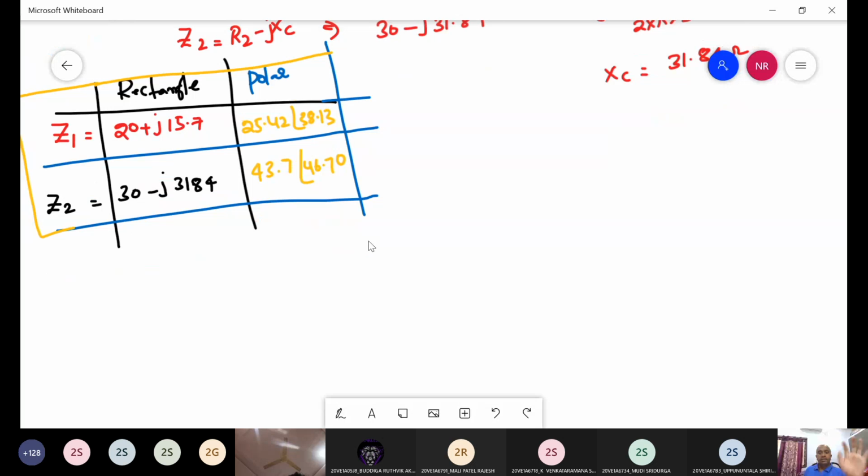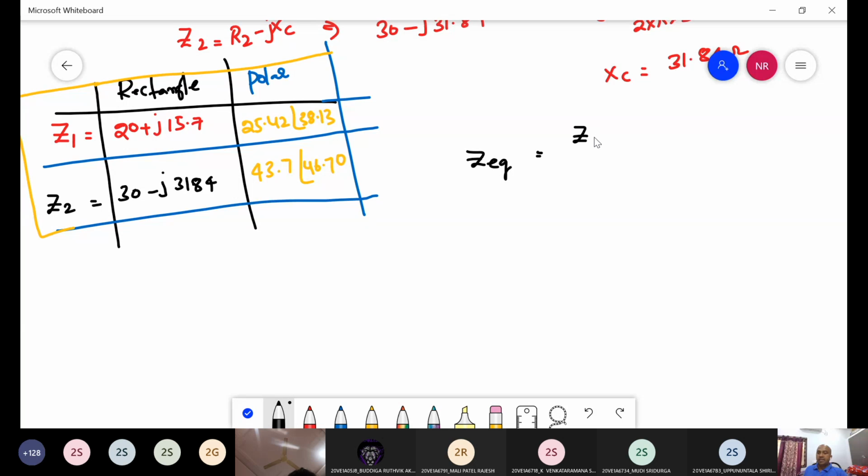Then Z equivalent is equal to, what is that? Same as in resistors, where we do series and parallel. Here Z1 and Z2 are connected in parallel. So in parallel, the equivalent impedance is Z1 into Z2 by Z1 plus Z2. Either it is a parallel or series circuit, the basic concept is the same, but in parallel we require some additional calculation.